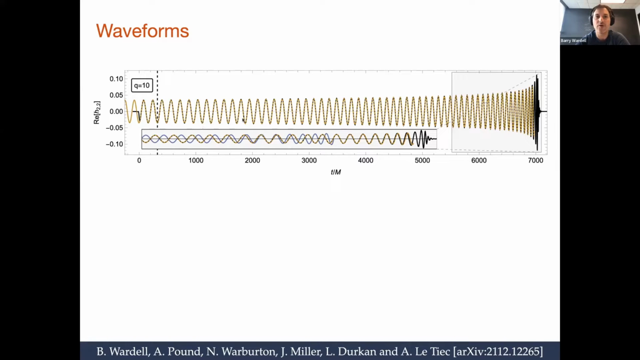And the orange one is what you get from second order self-force theory, so from all those calculations I talked about. You can see that they stay very well in phase, and the amplitude also looks pretty good, right up until pretty close to merger. I'll come back to that in a minute.